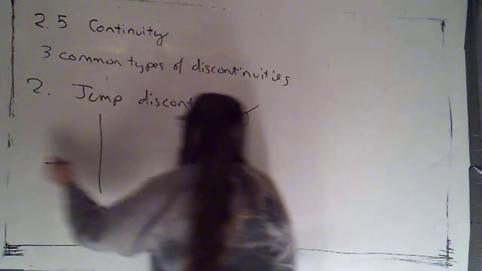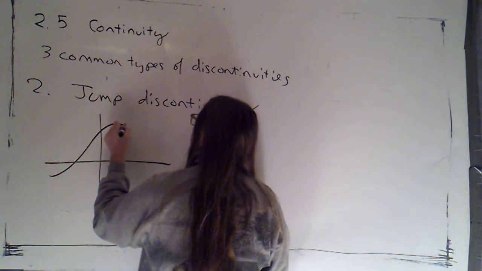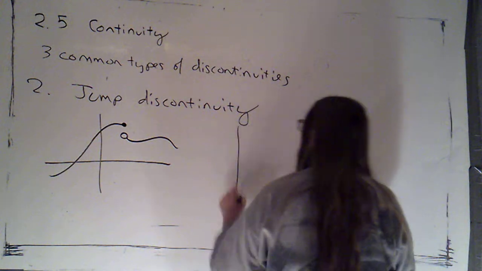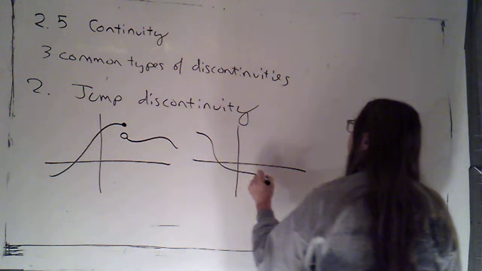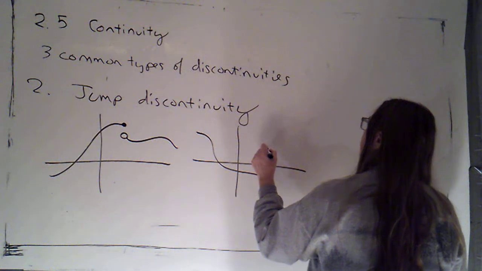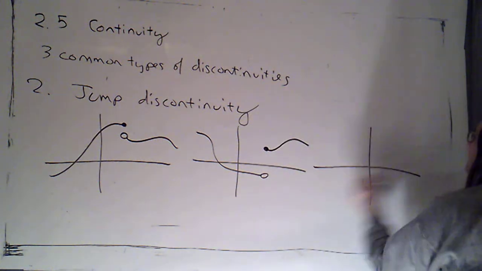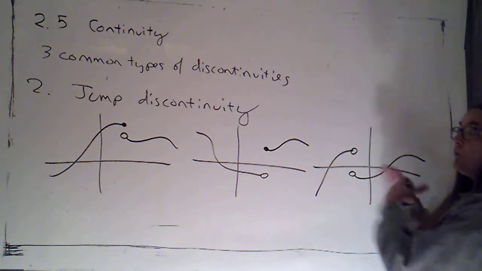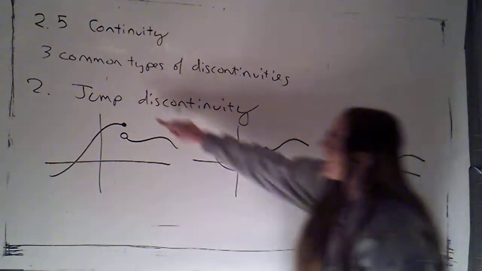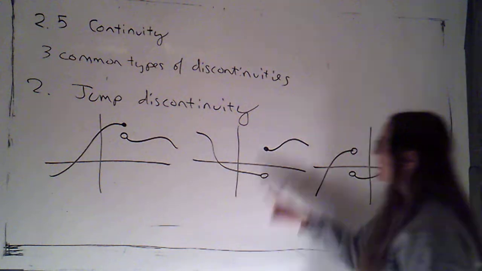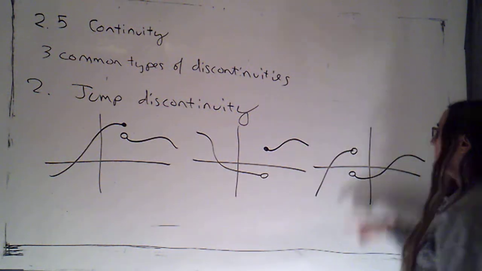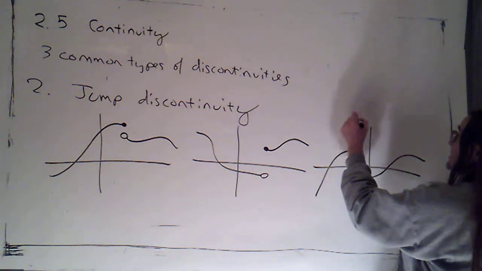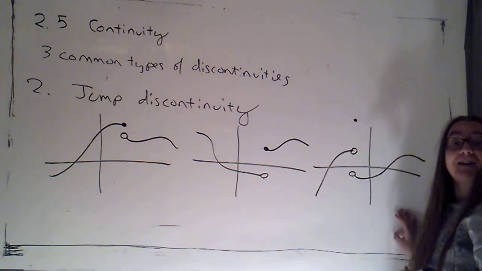Now, I'm going to just draw some pictures of a jump discontinuity. So I could have a function that looked like that. I could have a function that looked like that. Or I could have a function that looked like that. Okay. We're jumping in all cases. Now I can jump from a point to a hole. I can jump from a hole to a point. I can jump from a hole to a different hole. And for this picture, if there wanted to be a point somewhere else, that would be fine too.